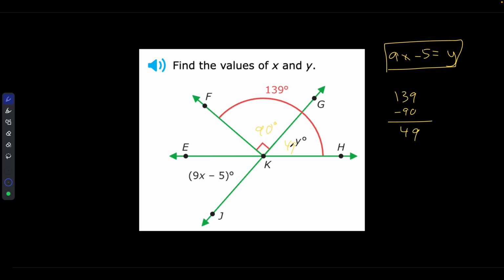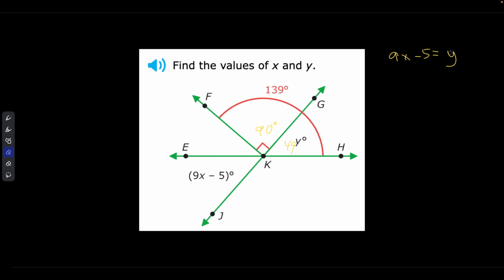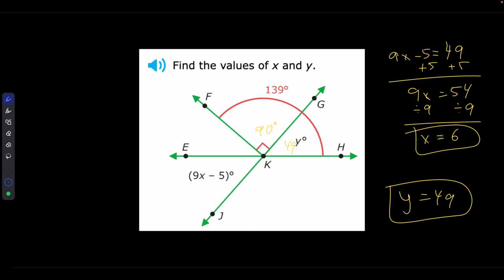Now we can come back to this equation that we wrote earlier and change the y to 49 and solve for the x. So here's after you solve for the x, you get x equals 6. And again, we already said y is 49.